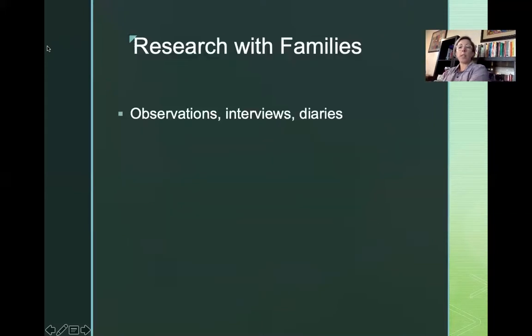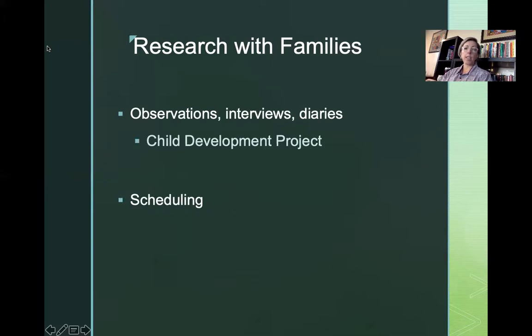Okay, some other things about working with families. So you can have kids or parents help with research, doing observations, interviews, diaries about their daily life. The Child Development Project is a good example of this. Again, working with families, if you want the whole family, you're going to have to think about scheduling a bit, how to get all of the family there at once. Evenings or weekends is often your best chance for this. Weekends, I would suggest, are the best.